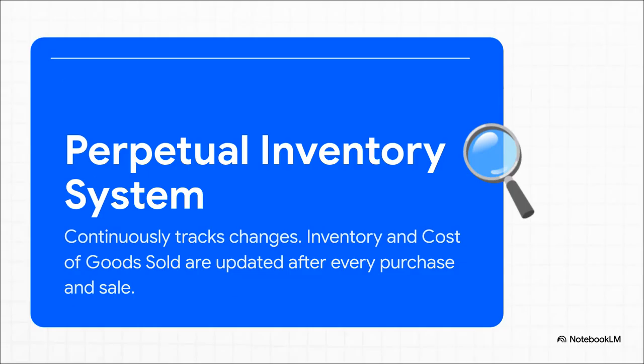First up, we have the perpetual system, and the key word here is continuous. The name kinda gives it away, right? Perpetual. Think of it as a live, constantly running scoreboard. Every time new inventory comes in the door, the inventory account goes up. Every time an item is sold, the inventory account goes down. And this is key, the cost of goods sold account gets updated right then and there. It's all happening in real time.